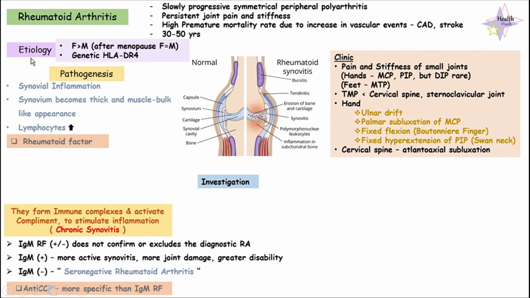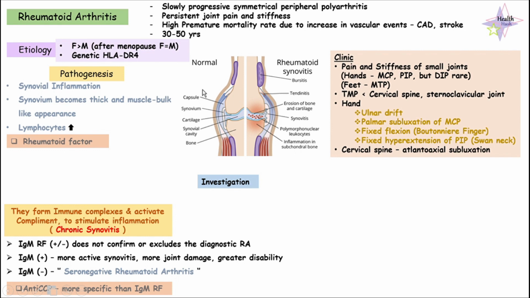If we see the etiological factors, before menopause, females are more prone to be affected than males, and after menopause, females and males are equally affected. And rheumatoid arthritis is also known to have a genetic factor as well, which is the HLA-DR4 gene that causes rheumatoid arthritis. If you see this diagram, you can see the normal side of a joint and then the affected side of the joint.